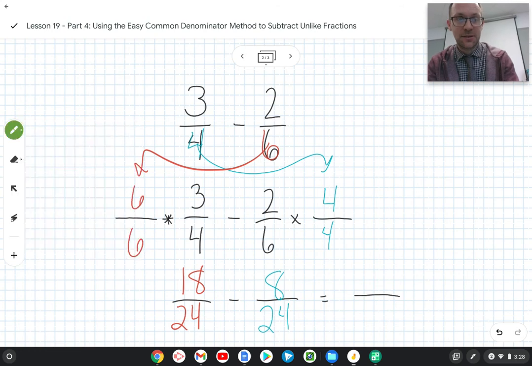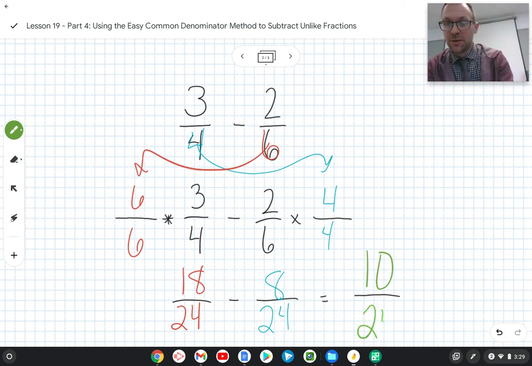18 minus 8 is 10. And just as we do with addition, we are going to leave our denominators the same. So we'll use 24 as our denominator, and 10/24 is our answer. Our difference. All right, that's how we do it.